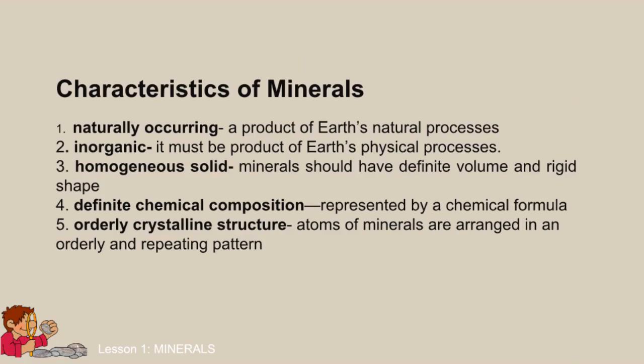There are 5 characteristics of minerals that we can use to identify them. First, naturally occurring, or a product of Earth's natural processes. Second, inorganic, or it must be a product of Earth's physical processes. Third, homogeneous solid: minerals should have definite volume and rigid shape. Fourth, definite chemical composition: it must be represented by a chemical formula. And fifth, orderly crystalline structure: the atoms of minerals are arranged in an orderly and repeating pattern.